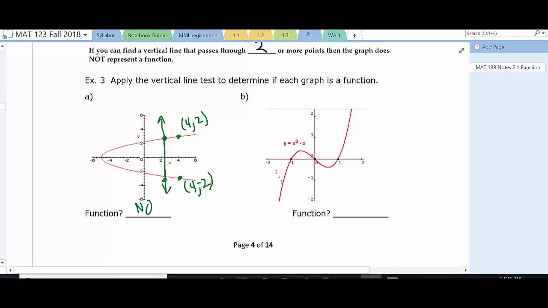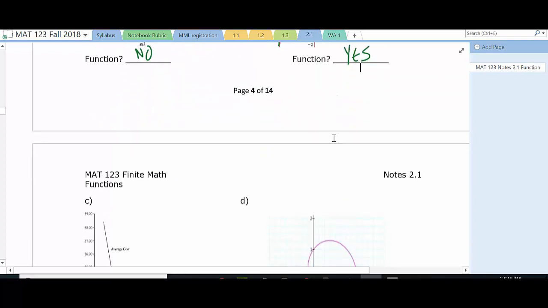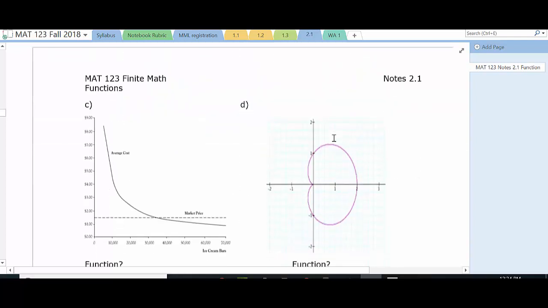Okay, the next one, if you did vertical lines through there, how many points are the vertical lines going through? Each time I draw it, how many times does it touch the red graph? Once. So yes, that's a function. That passes the vertical line test. Every x has one y. That's what you're trying to look for.